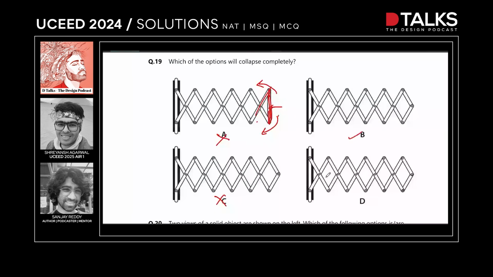So B is correct, and D is also the same as B. It's just that instead of the right tilted ones being on the top, the left tilted ones are on the top. They're the exact same mechanism otherwise. These bolts do not matter at all, right? Because that's like a loose end that can be on the same side or on the opposite side, it does not really matter. Okay, so the answer is B and D.